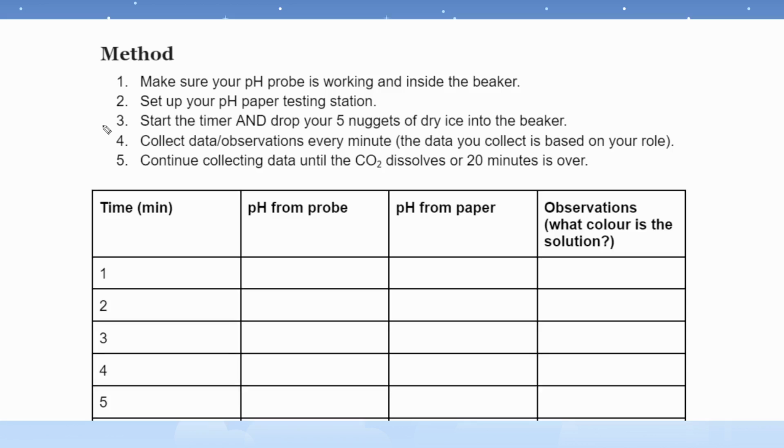And then you're going to put the dry ice into your beaker of solution. When you put the first nugget in, start the timer. And put the 5 nuggets in quickly. Don't wait for long periods of time between.